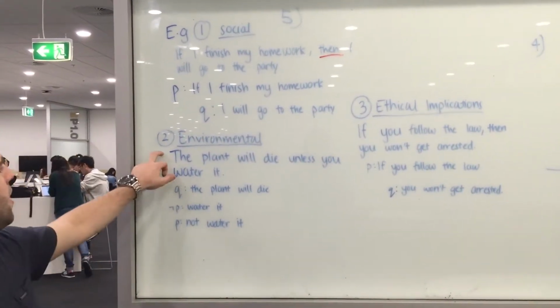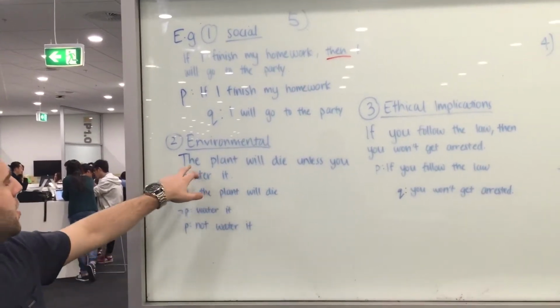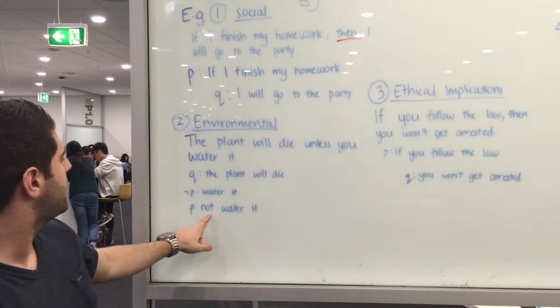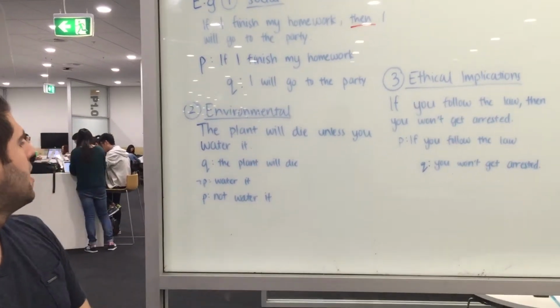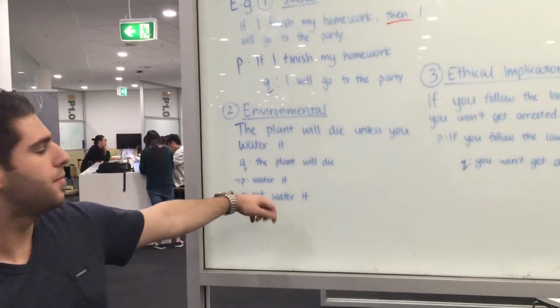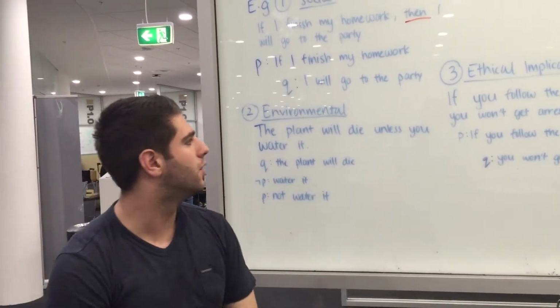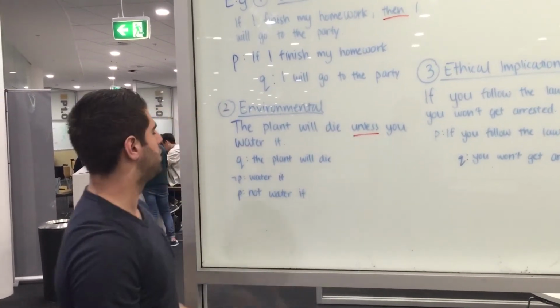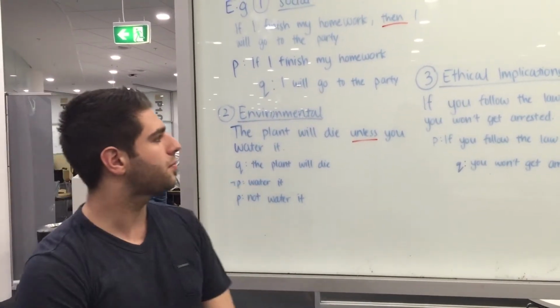Within the environmental example, the statement says the plant will die unless you water it. As we can see, P is do not water it, and not P is water it, which is the opposite of P. And Q is the plant will die. As we can see from this terminology, the word unless, this shows that P does imply Q.